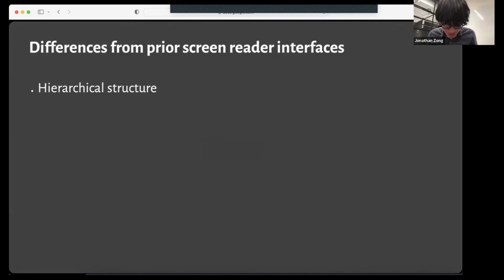So yeah, just to talk a bit about what I thought was interesting about the prototype we made in terms of how it was different from prior screen reader interfaces, like the Highcharts example, the line chart thing that we saw earlier. So some of the characteristics of our prototype were that, one, it had a hierarchical structure.